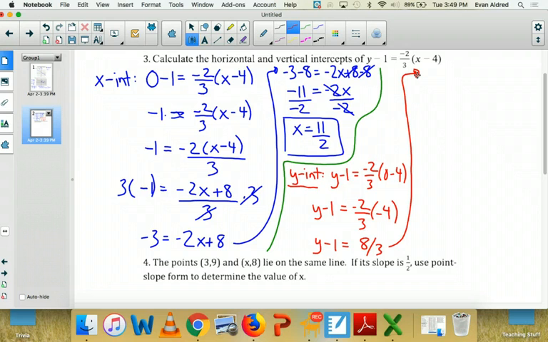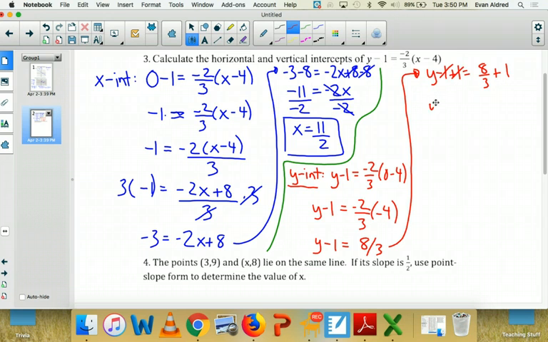So now we have to work with this equation, y minus 1 equals 8 over 3. Well, I'm going to have to move my minus 1 over by adding 1. So let's do that, and then we'll see how we're going to handle it.